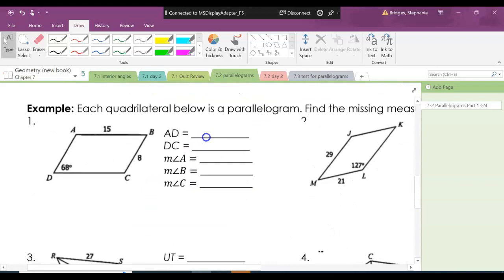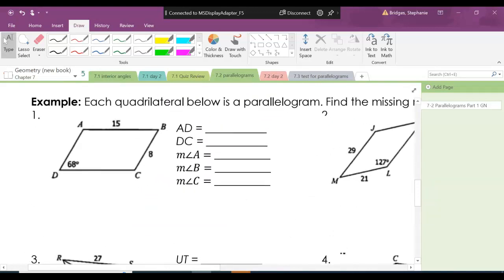All right, let's take a look at number 1. Each quadrilateral below is a parallelogram. Find the missing measures. Some of them are segments. Some of them are angles. Everybody ready? Okay. First property says that opposite sides are congruent and parallel. So use the congruent part.